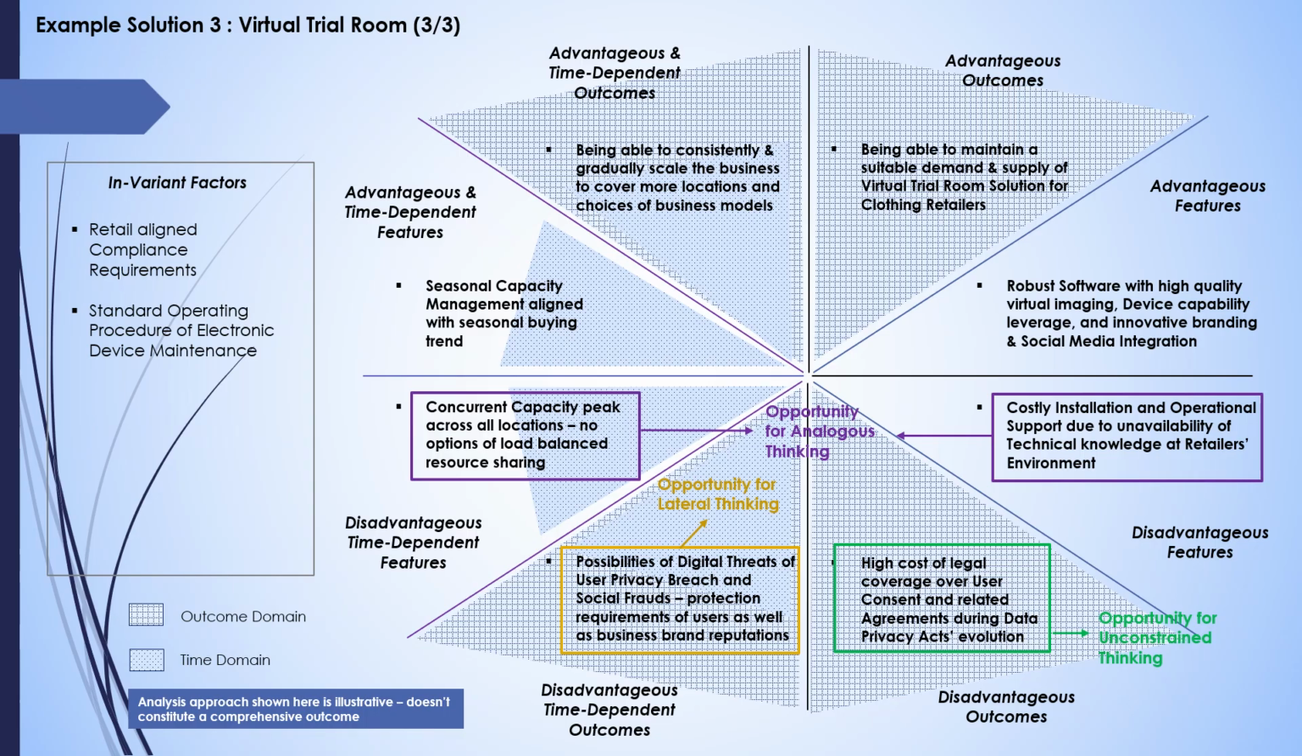Three challenges, three thinking styles, three clear innovation directions, all surfaced through the same structured canvas. This is the full cycle of the approach in action. Decompose the solution, map the relationships, identify the pressure points, apply the right thinking style, and let the innovation follow naturally. The canvas doesn't just describe where you are, it shows you exactly where to go next.